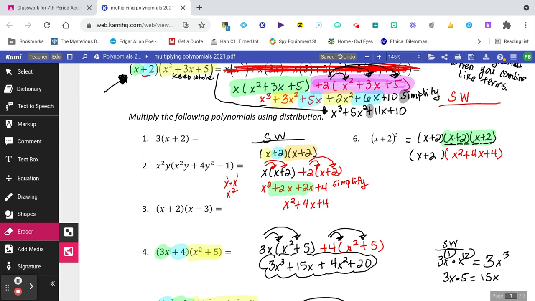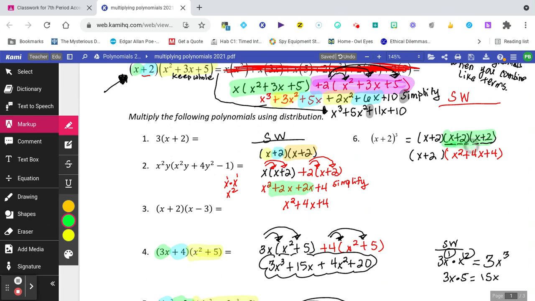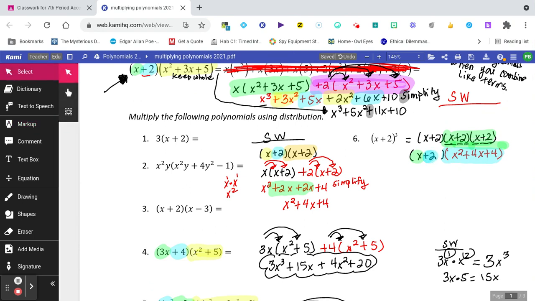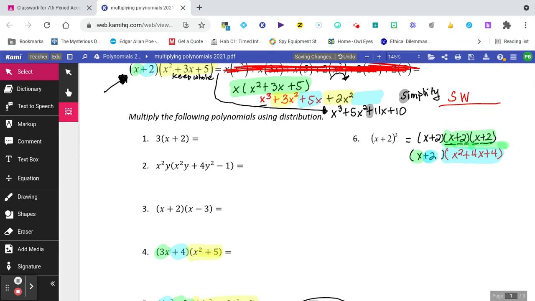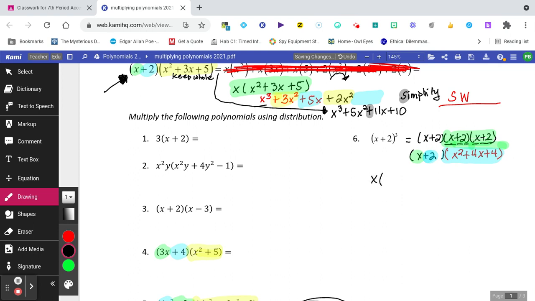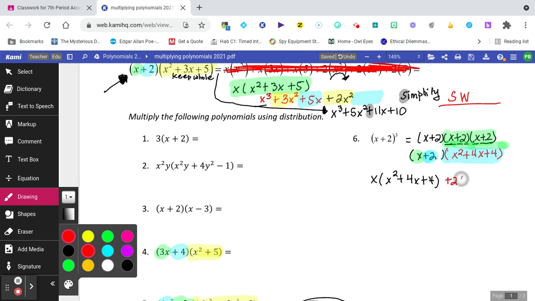All right, so now let's just work on that. Now for this part, now since I have the stuff in green down up here, what I'm going to do now is I'm going to keep this one whole and break this up into x and plus 2. And I'm going to erase some of this stuff so I have some more room to work. There we go. All right, so now I'm going to have x times the trinomial x squared plus 4x plus 4. And then plus 2 times the trinomial x squared plus 4x plus 4.